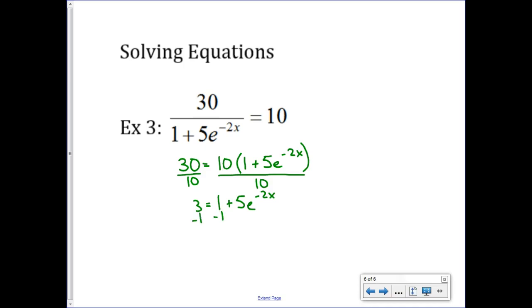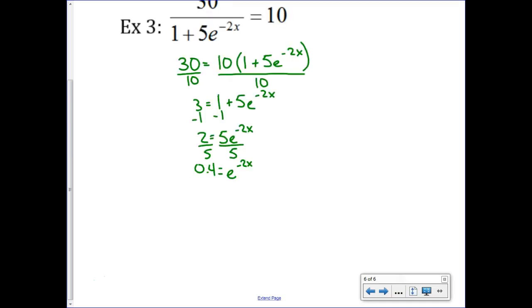So here I'm subtracting 1. So I have 2 equals 5e to the negative 2x. Remember, our goal is to try to get that e to the negative 2x by itself. So I'm going to divide by 5 on both sides. 2/5 is the same as 0.4. Since I know I'm going to have to plug it in the calculator eventually, I'm going to go ahead and change that to a decimal. e to the negative 2x. From here, I'm going to go ahead and switch this over so I get the natural log of 0.4 is equal to negative 2x. And then I need to divide by negative 2.